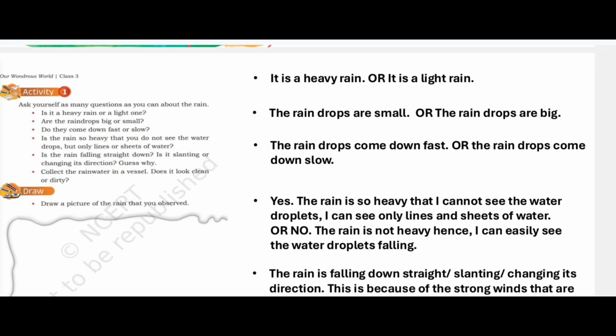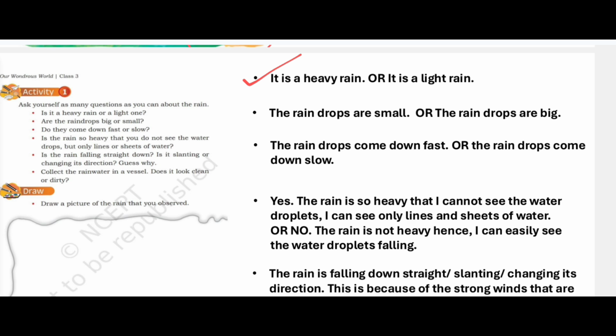What does it say? Activity 1. Look at activity 1. Ask yourself as many questions as you can about the rain. Is it a heavy rain or a light one? So these are the questions that you are supposed to answer after observing a rain. Your answer for this will be, if it is heavy, you're going to write it is a heavy rain, or you're going to write it is a light rain.